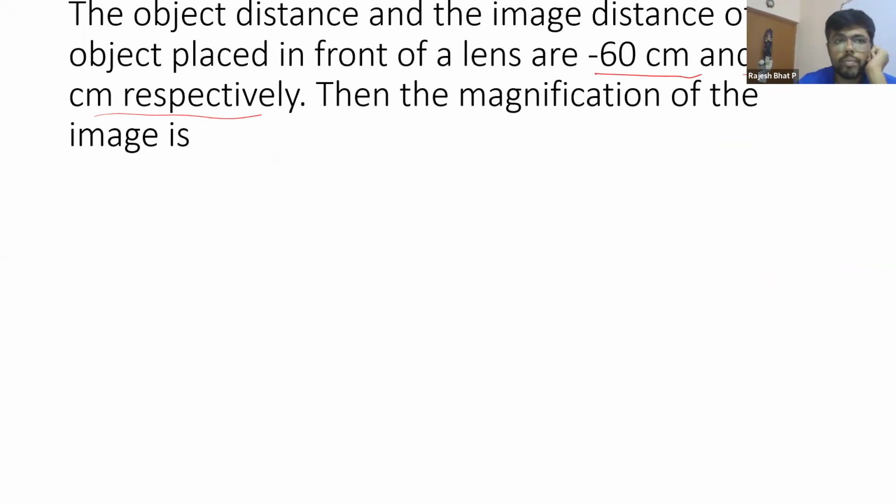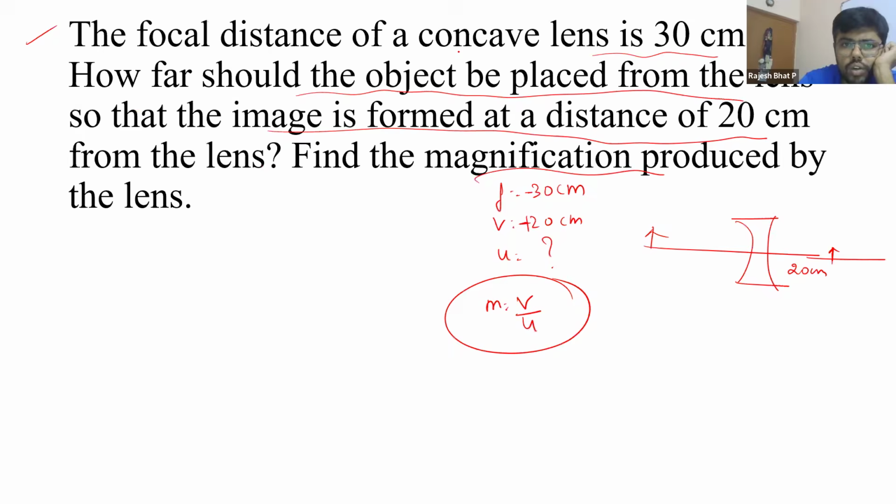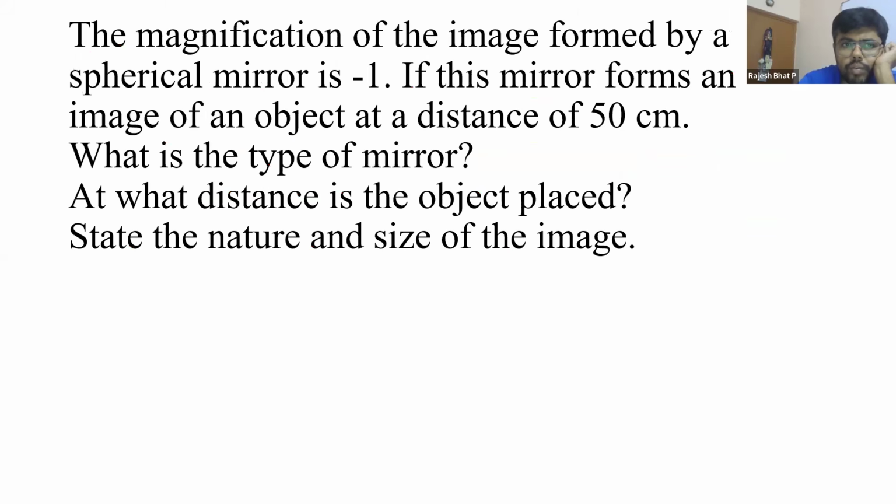Which lens is this? I think I copied wrong, I don't know. Wait, I'll do one mirror problem. Okay, we'll do this problem. The magnification of the image produced by a spherical mirror is -1. If the mirror forms an image of an object at a distance of 50 centimeters.